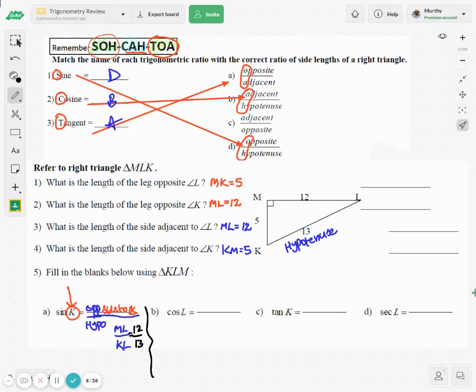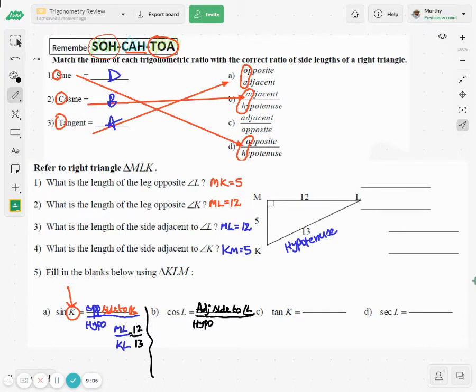Next, coming to cos L. Cos, CAH, Sohcahtoa. So cos equals adjacent over hypotenuse. If you write adjacent over hypotenuse, there is nothing wrong, but I personally recommend you write adjacent side to L, angle L. So here is angle L, adjacent side means that is ML.